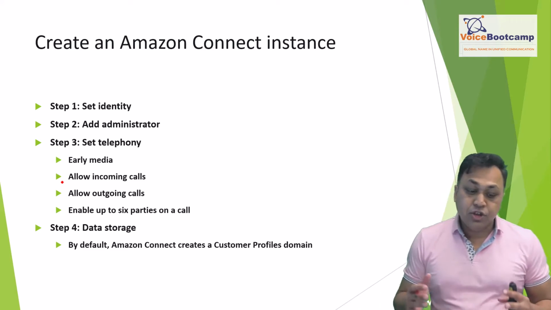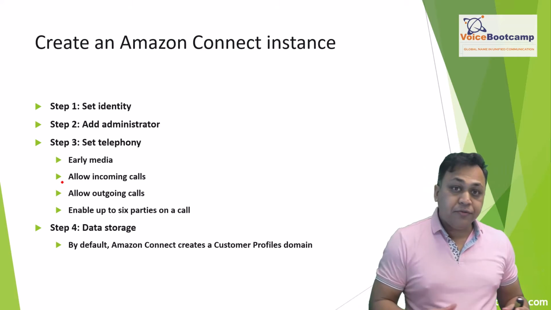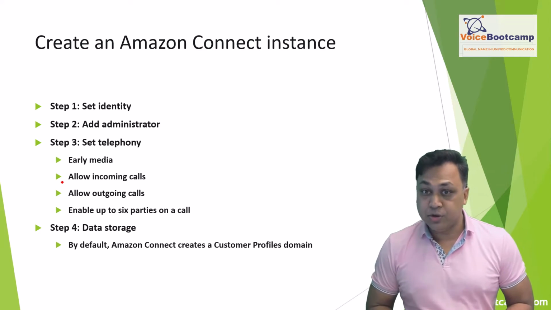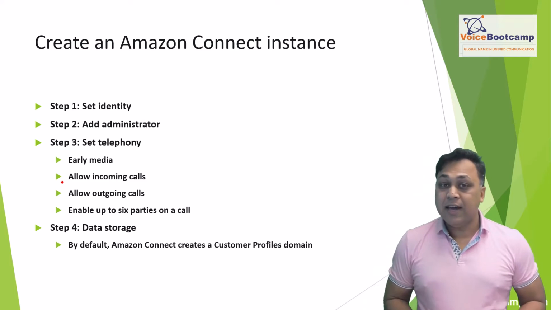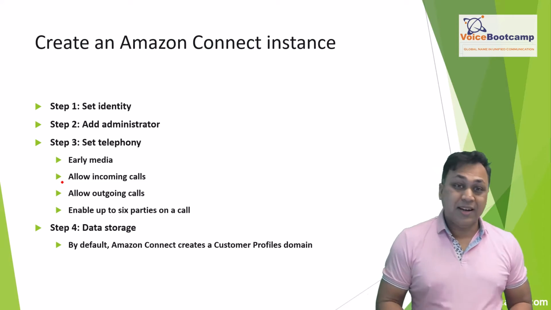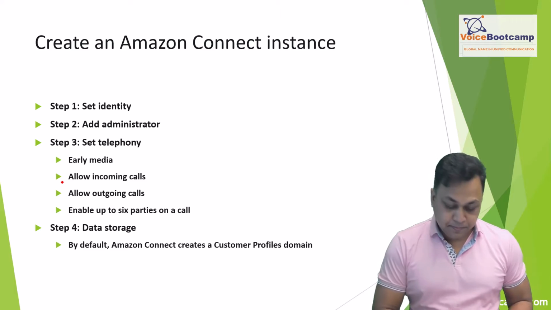Second step is to add an administrator. After you specify the username for your administrator for the Amazon Connect instance, a user account is created within Amazon Connect and the user will be assigned with an admin security profile.